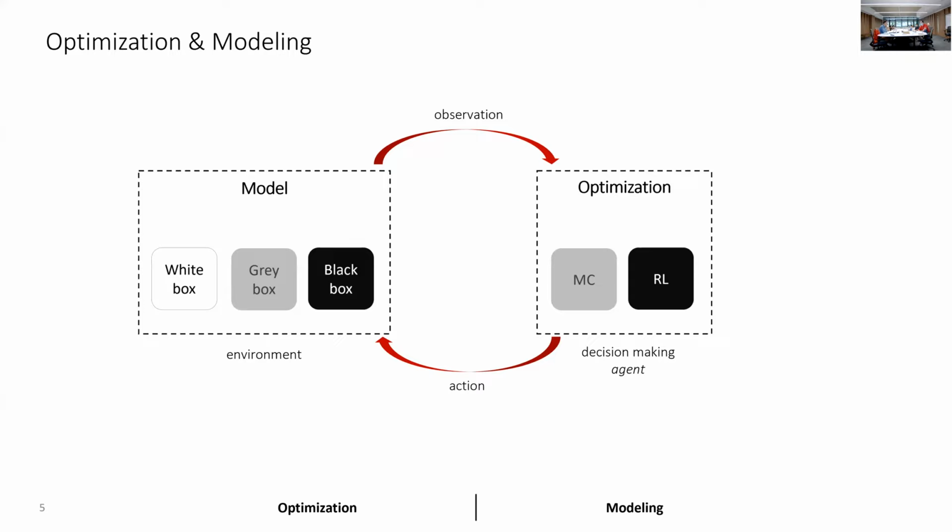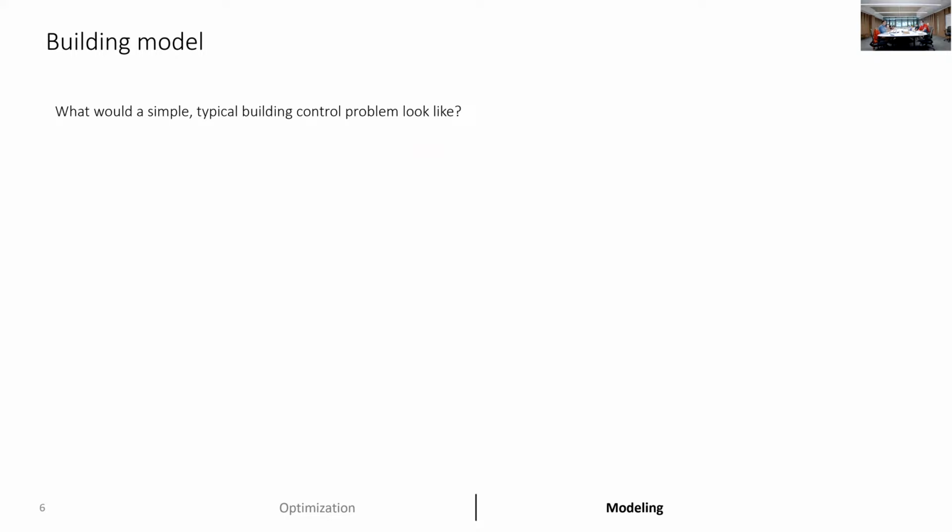Maybe we can come back to these discussions once I present a bit more, but this is more for the high level view. Now let's dive into the building model. So what would a typical, simple building control problem model look like? So what do we want to do when we control a building?